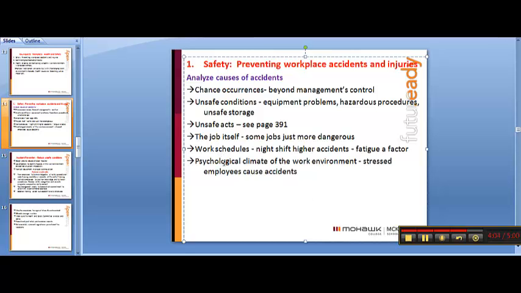There's also the psychological climate of the work environment. Sometimes people work for nasty bosses and are a lot more stressed, and that could be a cause of more accidents in the workplace. So a lot of these things factor into workplace safety. So we'll conclude now, and we'll get to our next video, which is going to be looking at accident prevention.